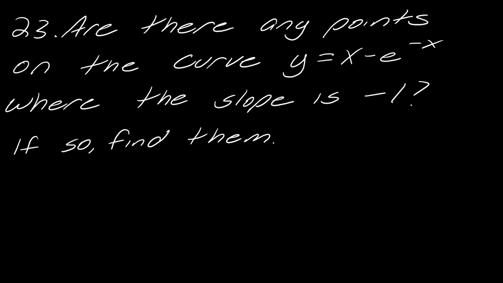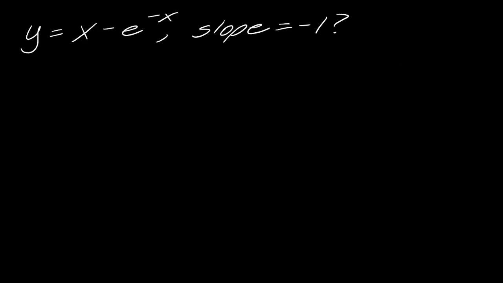Okay, so for number 23, are there any points on the curve y equals x minus e to the negative x where the slope is -1? If so, find them. For this one, I just want to give myself a little more space. The first thing that we want to do is take the derivative, of course.